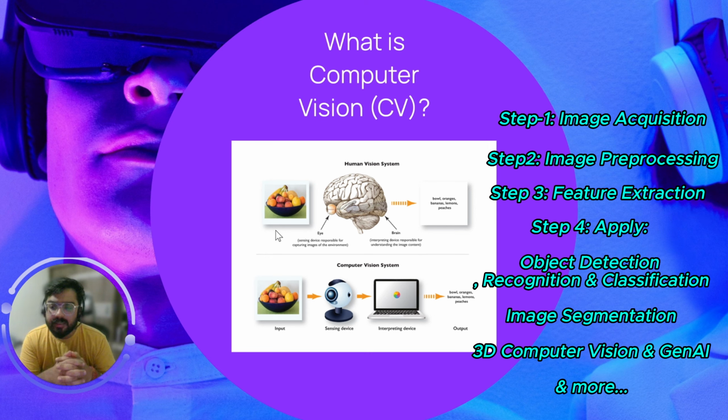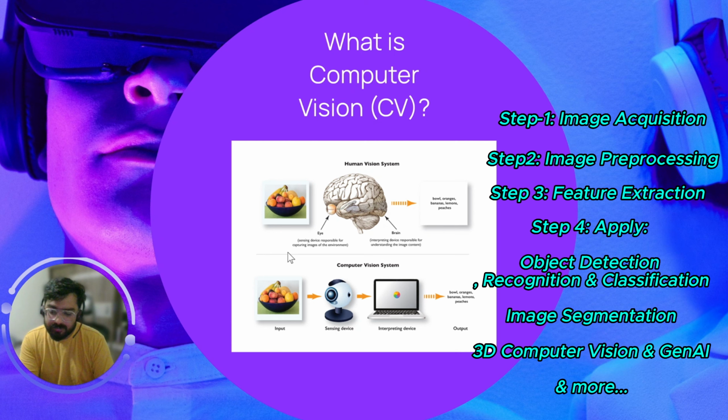Deep learning has revolutionized computer vision by enabling the development of highly accurate and robust models. The CNN and other deep learning architectures have become the state of the art for various computer vision tasks. The applications of computer vision we'll be discussing one by one, such as autonomous vehicles, healthcare, robotics, surveillance, augmented reality, and many more.